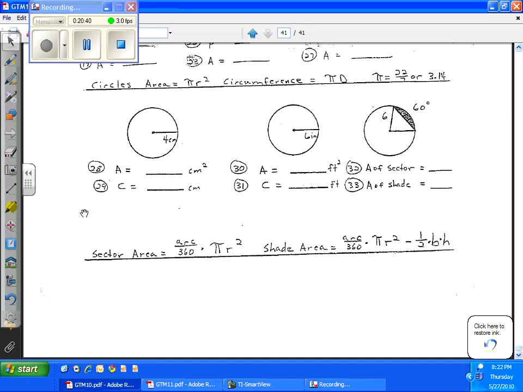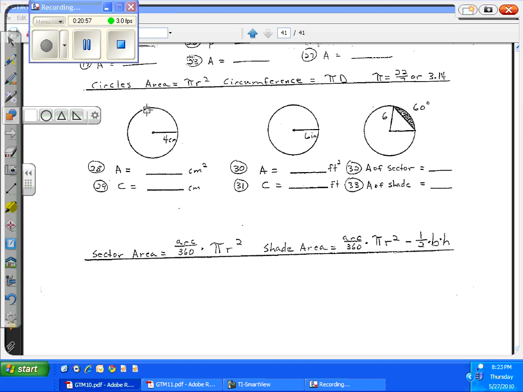Okay, that brings us to area and circumference of a circle, and then the areas of sectors and the area of the shaded region. So we're going to start here with the first example.